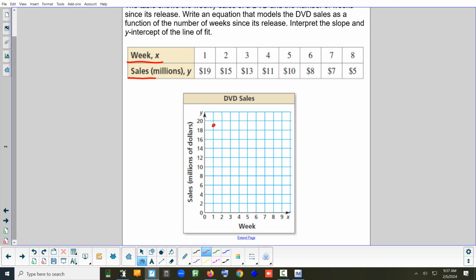(2, 15). So (2, 15). A little bit easier to interpret this time because the y-axis goes by twos. So you're either on the axis or exactly in the middle for every one of these. Okay. Marie, what's the next one?